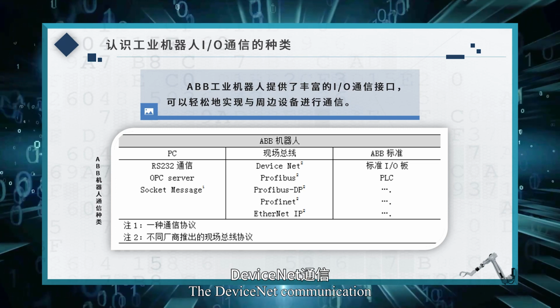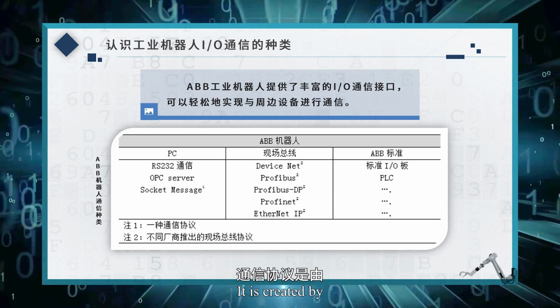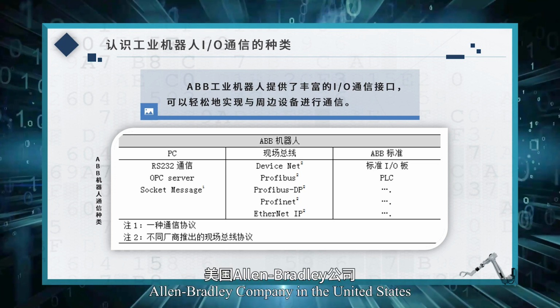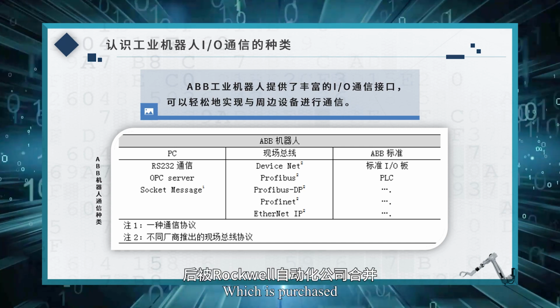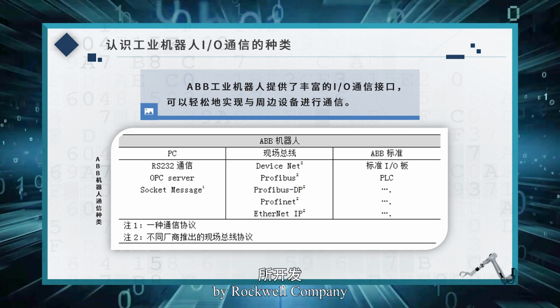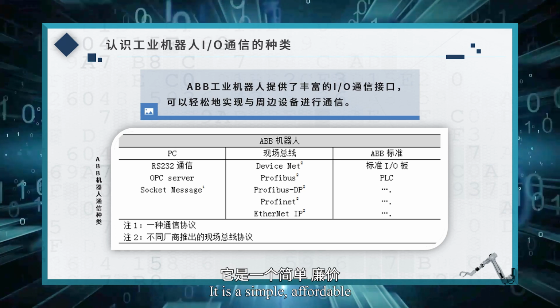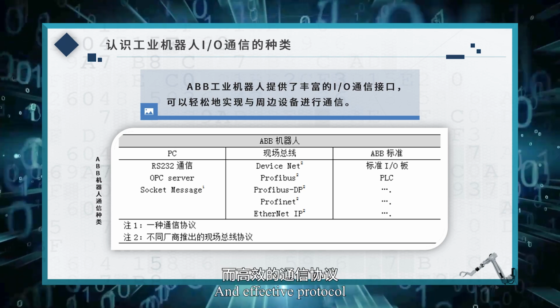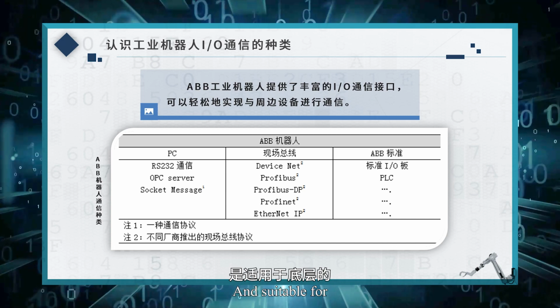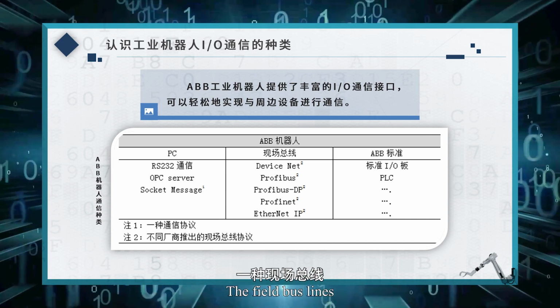DeviceNet communication was created by Allen Bradley Company in the United States, which was purchased by Rockwell Company. It is a simple, affordable, and effective protocol, and suitable for field bus lines.